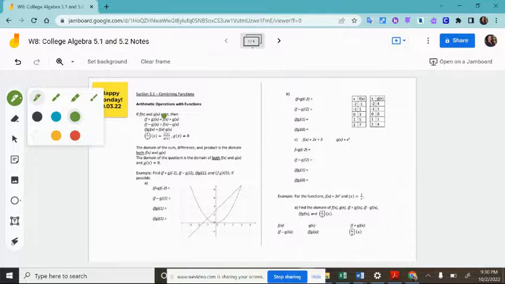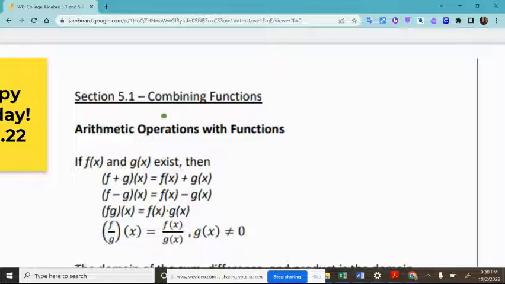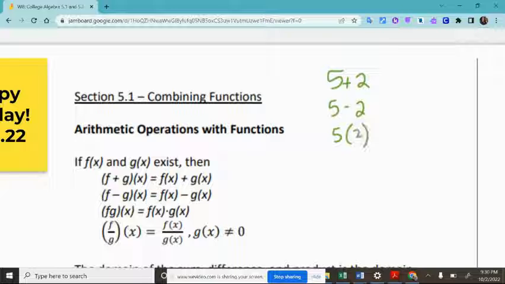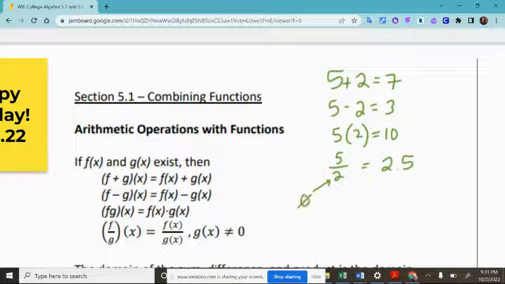Okay. All right, so just like you can add and subtract and multiply and divide numbers, we can do those with functions as long as we're careful. Like, what are we not allowed to divide by? We're not allowed to divide by 0, right? It cannot be 0. Same idea here.